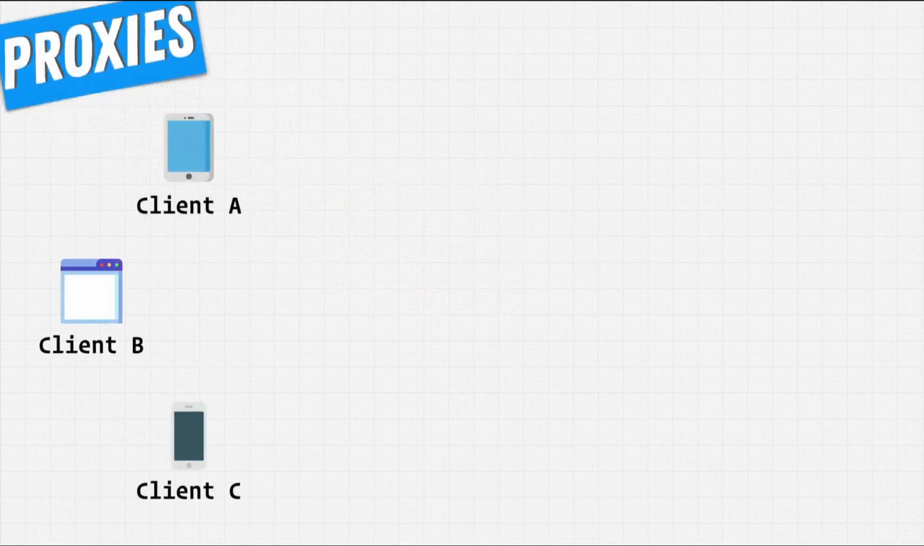So what is a proxy? A proxy is essentially a new component that helps us achieve some specific goal. And there's two types of proxies, which we'll cover.